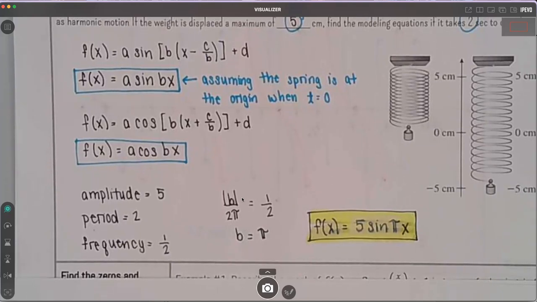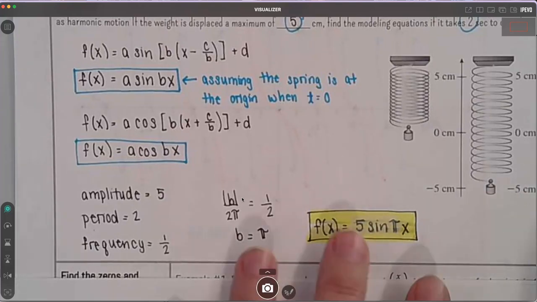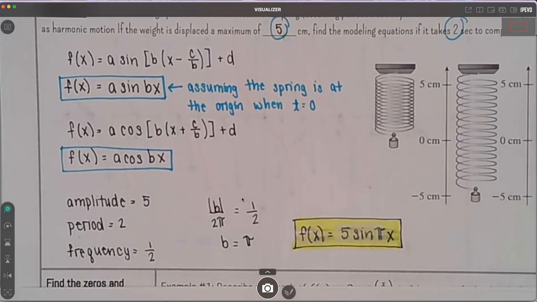Yes. What happened to the C over B plus D? So, because the spring is just going up and down like this, there is no side-to-side motion. So it's just like there's no shifts. There's no shifts that we have to worry about for harmonic motion. And this is going to be the case for any simple harmonic motion. You don't have to deal with any of those shifts.